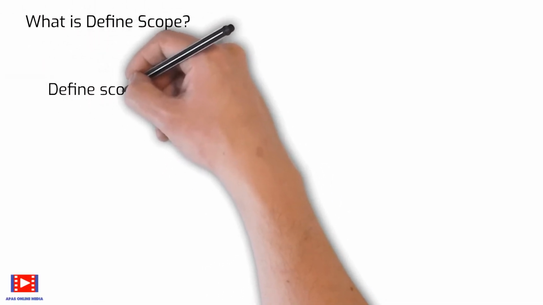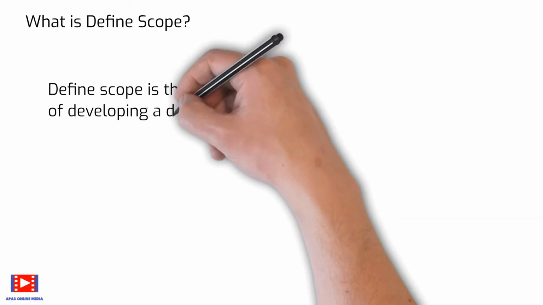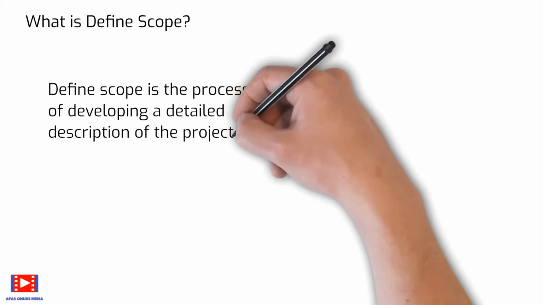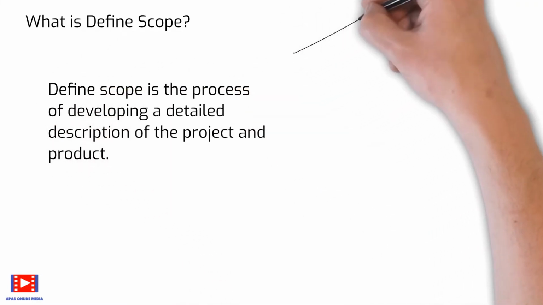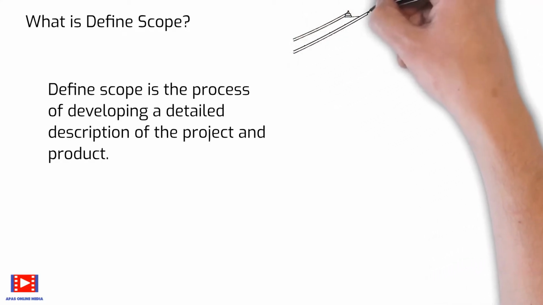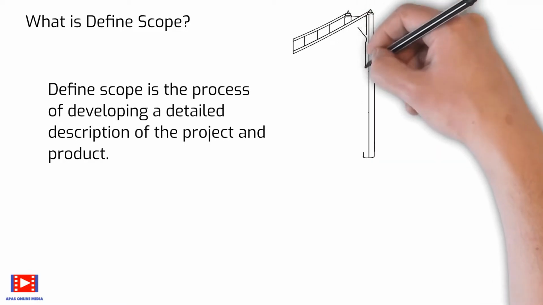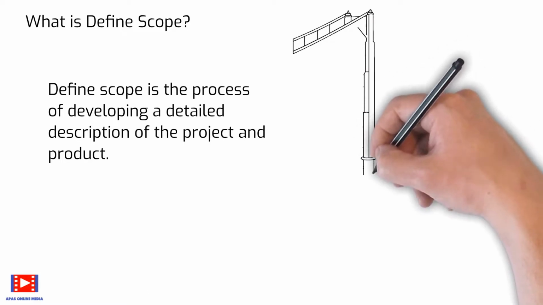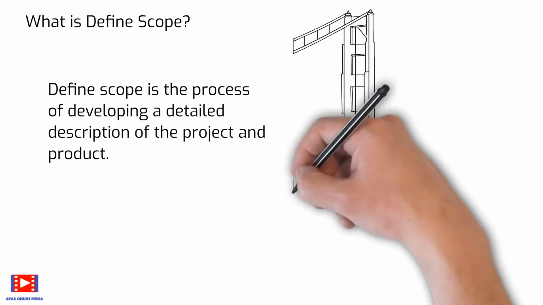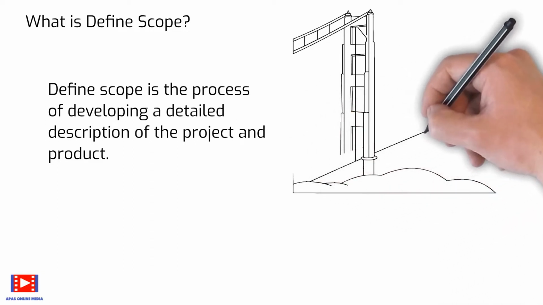What is define scope? Define scope is the process of developing a detailed description of the project and product. The key benefit of this process is that it describes the project, service, or result boundaries by defining which of the requirements collected will be included in and excluded from the project scope.